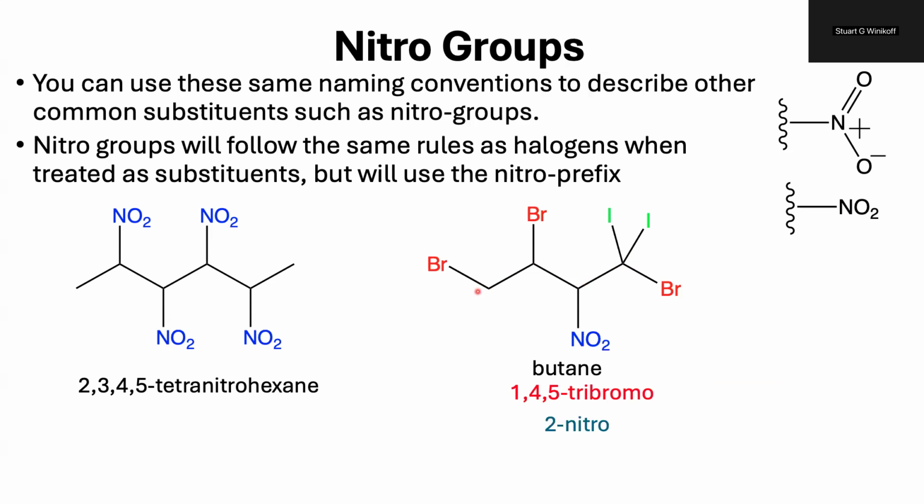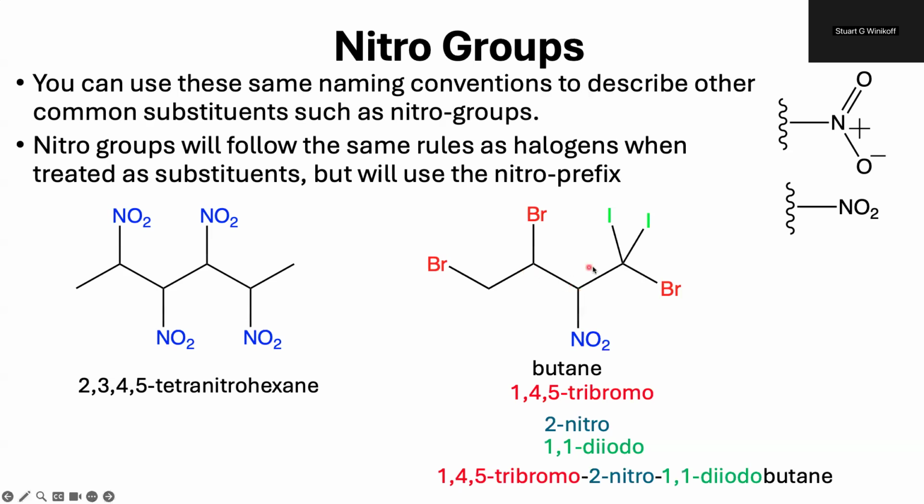And then if I look for the nitro, that's at the 2 position. And then I have those 2 iodines at the 1 position. So I have a 1,1-diiodo. So when I put this together, I have a 1,3,4-tribromo-2-nitro-1,1-diiodo butane. Again, listing everything based on alphabetical order, B, N, I.